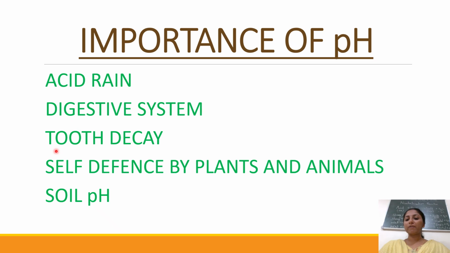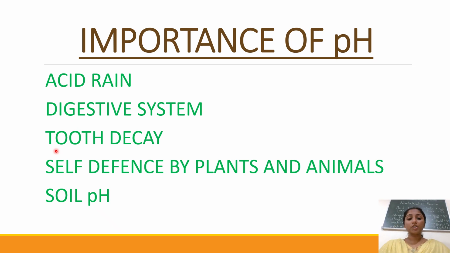Enamel is actually made up of calcium phosphate. If the pH is decreasing from 5.6 to 5 or 4.8 like that, what will happen? The tooth will start to decay. That means it will affect the enamel.